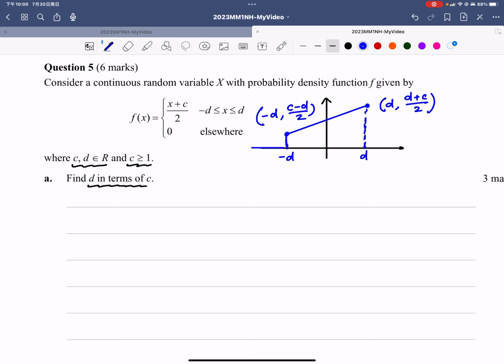And if you were drawing the graph, don't forget the 0 parts, because this is a probability density function, I suppose. Basically, you can treat this one as a trapezium, and the area has to be 1.